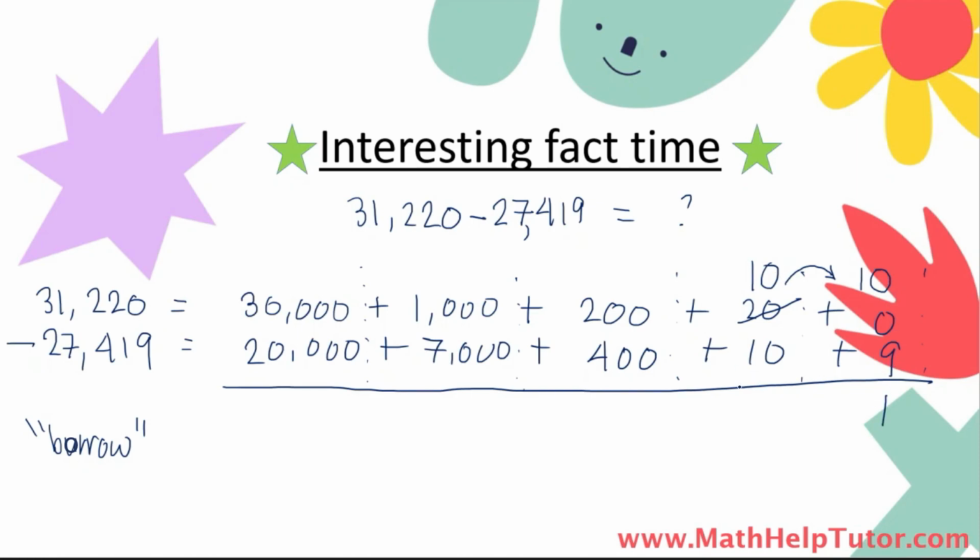Now let's proceed to the tens place. 10 minus 10 is 0. Let's proceed to the hundreds place. 200 minus 400 is... well, it's not possible, because 200 is less than 400, so we cannot subtract 400 from 200.